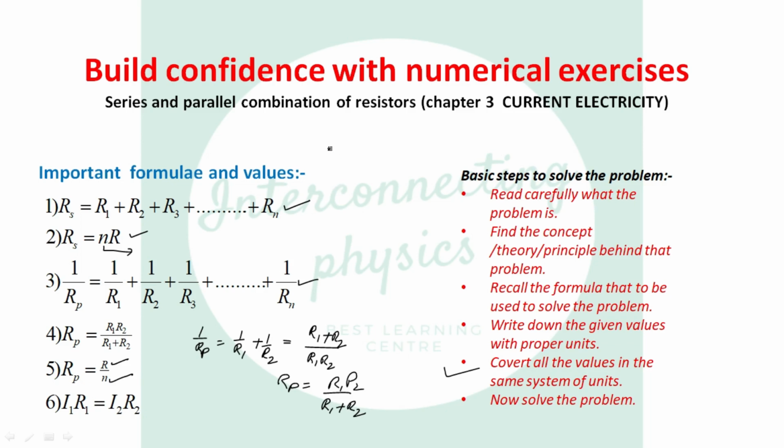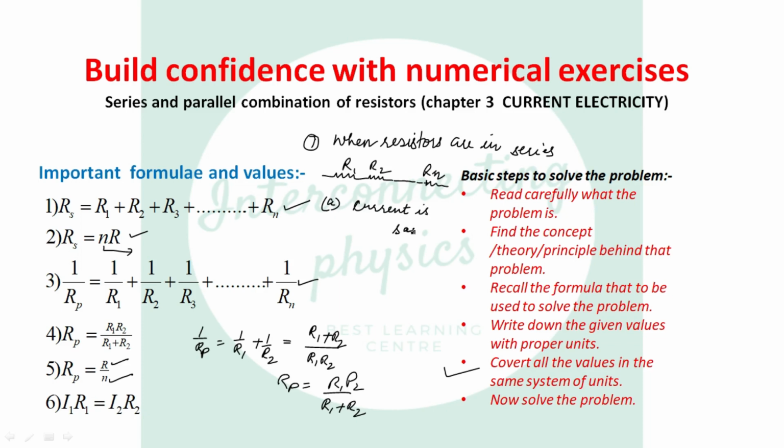Now, the main points which you have to remember: number one, when resistors are in series, like this, 1, 2, up to N, R1, R2, Rn, then the current is the same in series combination. Current is the same across each resistor in series combination. And number two, voltage gets divided.